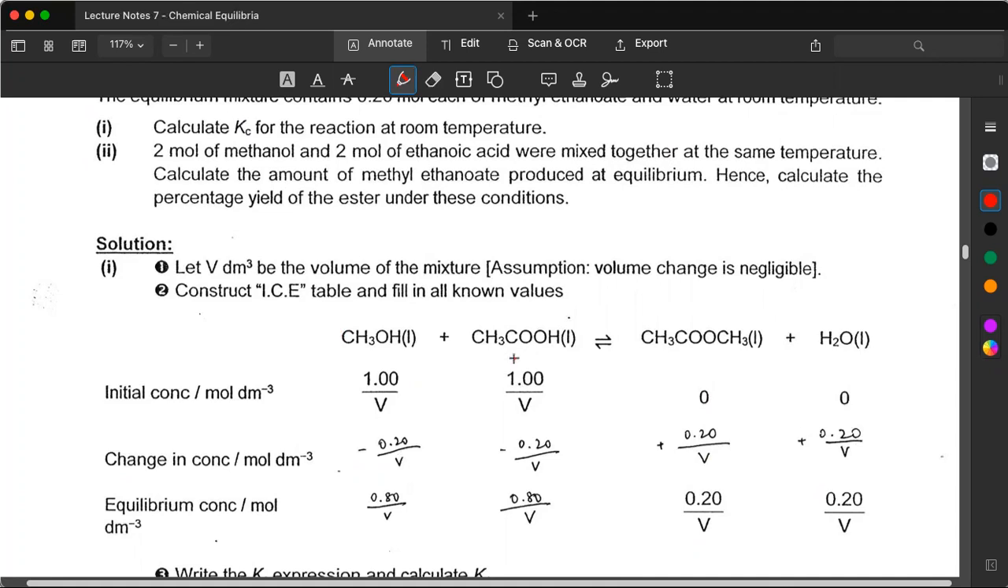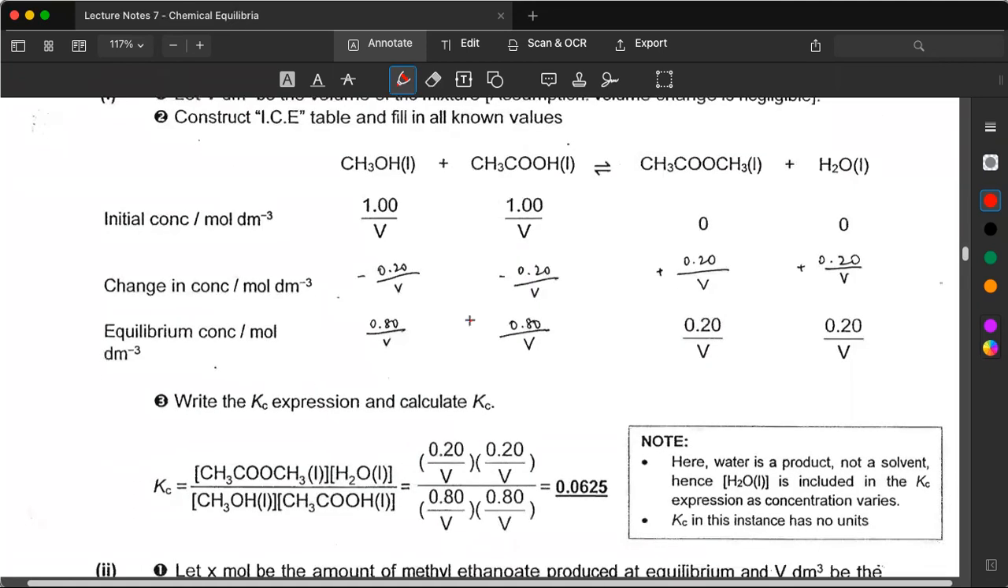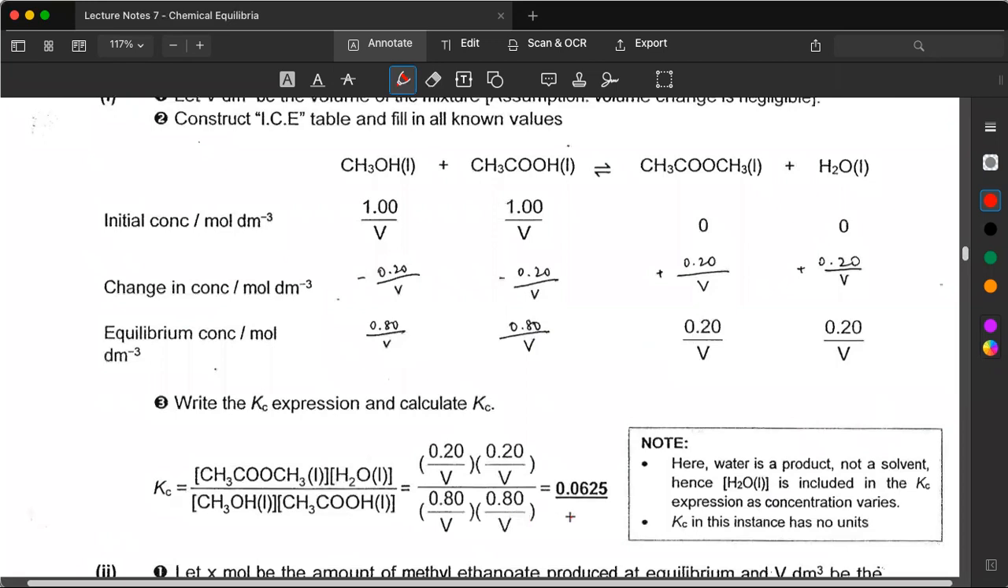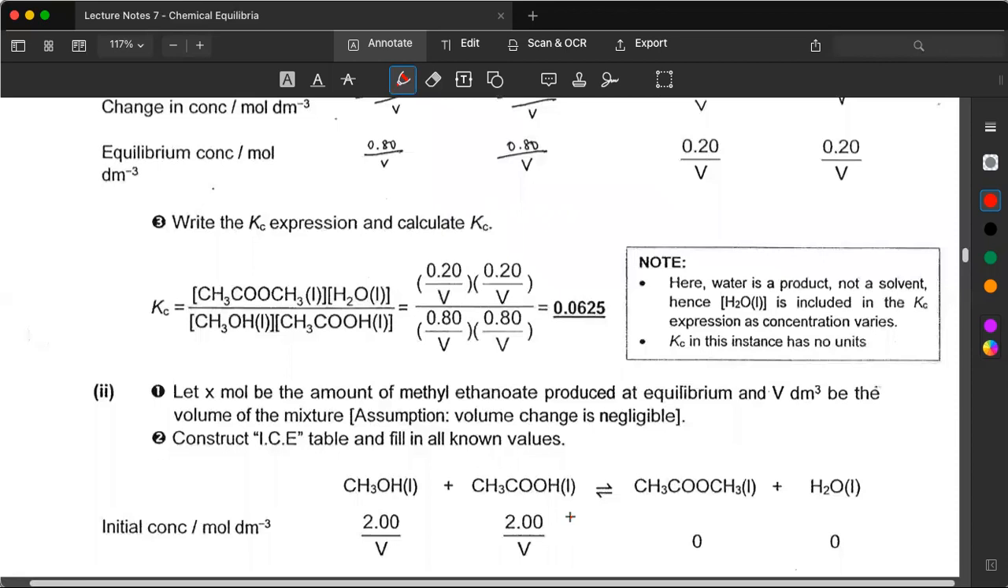So because everything is equimolar amount, this one plus how much, this one minus how much, and then you just calculate to get this one. Then write this down. Then this one should have no units also. Yep. Try again.